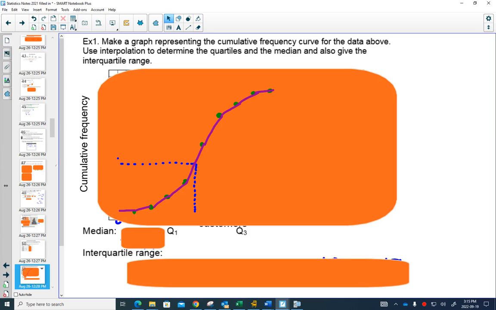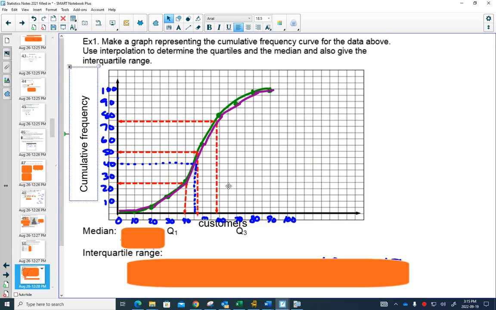So what do we do to make the graph representing this cumulative curve? We always put cumulative frequency on our y-axis, and then we'll put customers, because that's the example that we're looking at, on the bottom. The scale that I went by is every 2 on the graph is by 10 on both the x-axis and the y-axis. So I'll just let you set the scale up first, and then I'll describe how you draw the dots.